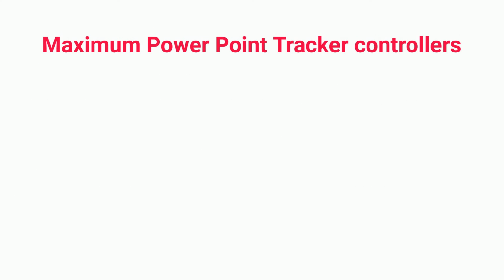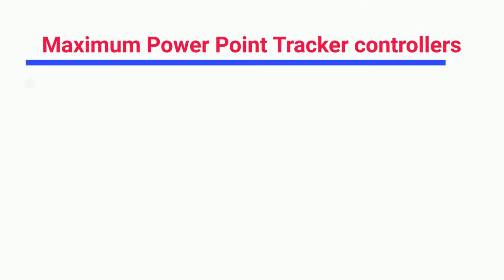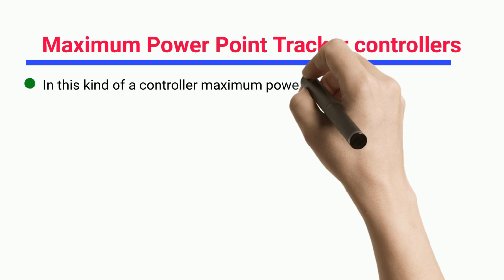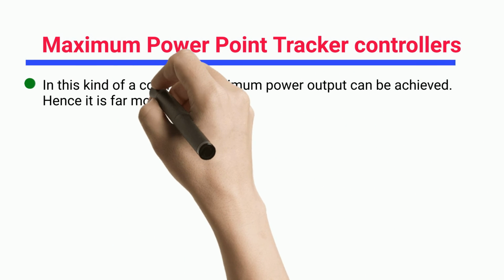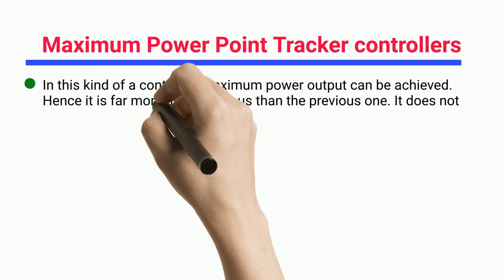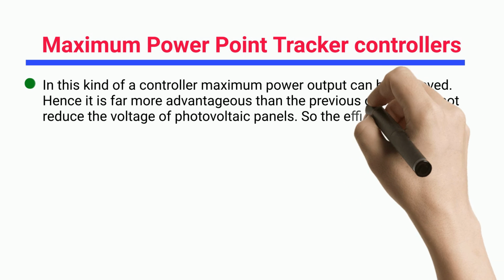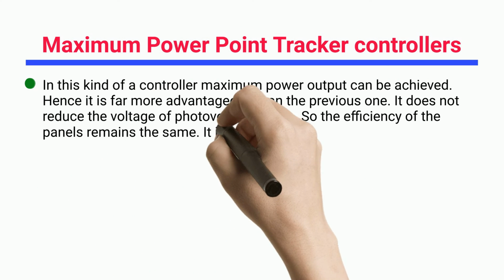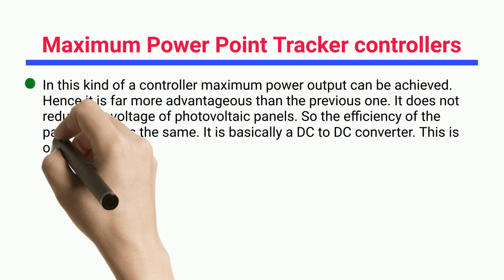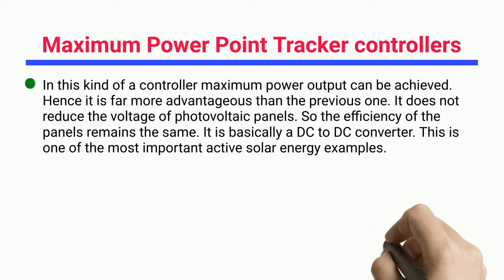Maximum power point tracker controllers. In this kind of a controller, maximum power output can be achieved. Hence, it is far more advantageous than the previous one. It does not reduce the voltage of photovoltaic panels, so the efficiency of the panels remains the same. It is basically a DC to DC converter. This is one of the most important active solar energy examples.